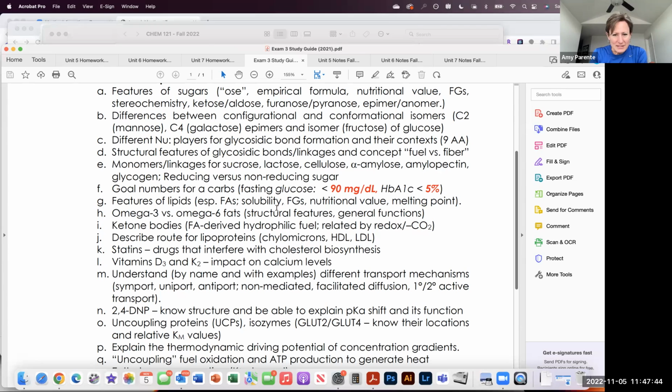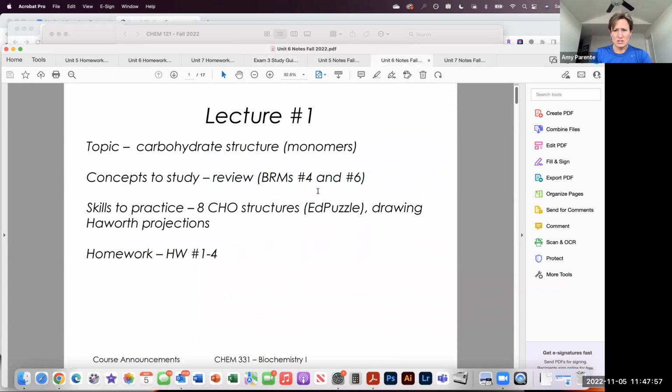Oops, I'm looking at ketone bodies there. Sorry, I jumped down. Nutritional value, 9 calories per gram. I do want you to remember that. Melting point, the differences between fats and oils. Let me go up to those notes here.